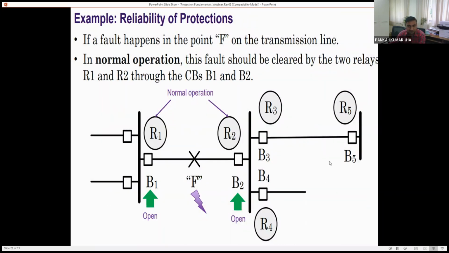This is a simple power system network, and we have three buses along with breakers B1, B2 connected between these two buses, and B3, B4, B5 connected between these two buses, and these are the relays. Now suppose there is a fault at this point F. What should happen? Whenever there is a fault at this point, only my breakers B1 and B2 should operate. If the breakers B1 and B2 operate, or open, and isolate the fault, then it is called the normal operation.